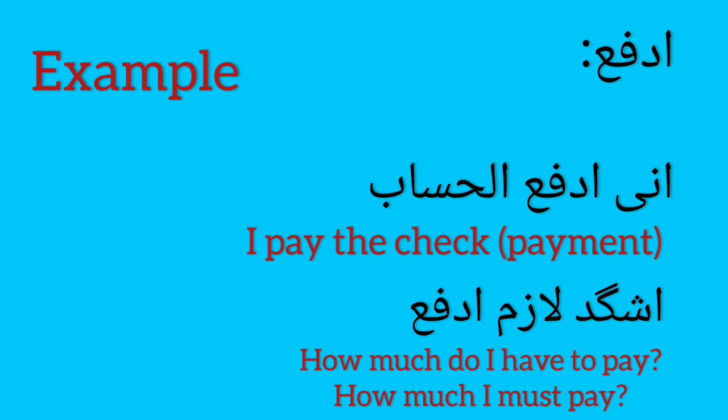But the second example, and this one is so practical and useful, and after buying things you can use this phrase: إيش قد لازم أدفع. How much do I have to pay, or how much I must pay. إيش قد means how much. لازم means have to or must or necessary, and أدفع means I pay. How much I must pay.